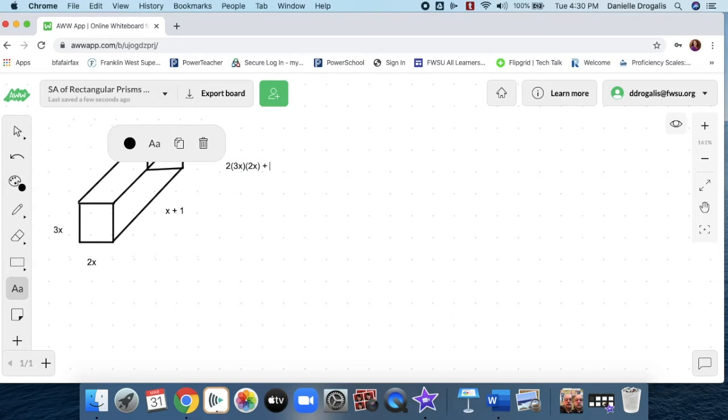Okay, now I'm going to add to that another layer of work. We have this lateral surface. That is the 3x edge by the x plus 1, and I have a second copy of it. Its twin is over here, so 2 faces times, what did we say that was, the 3x times the x plus 1 dimension. All right, so now we've got the top and bottom, which we know again are in pairs, so the top and bottom. That edge is 2x, so 2 times 2x times that long length, that's x plus 1.